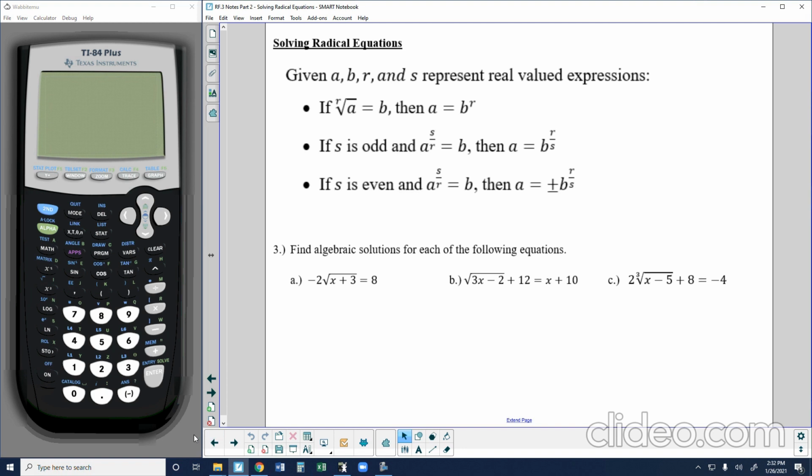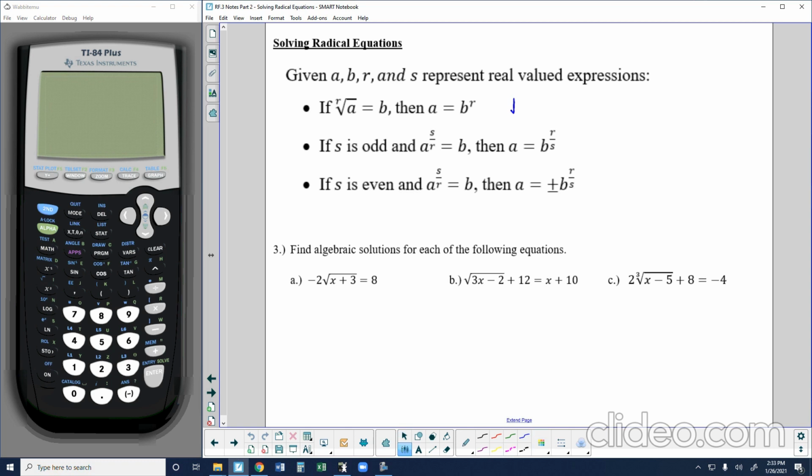Now, there are some key things to note here and some techniques that we're going to apply that will help us solve these equations. Following through the ideas of inverse operations, we'll see three properties. If we're given A, B, R, and S that are real valued expressions, so we're working with real numbers here, not imaginary numbers, if the rth root of A is equal to B, then A is equal to B to the R power. Essentially what we're doing here, again, is focusing on the use of inverse operations.